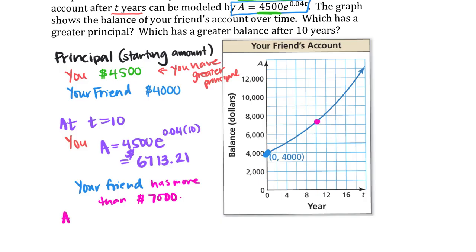So who has a greater balance after 10 years? After 10 years, your friend has a greater balance.